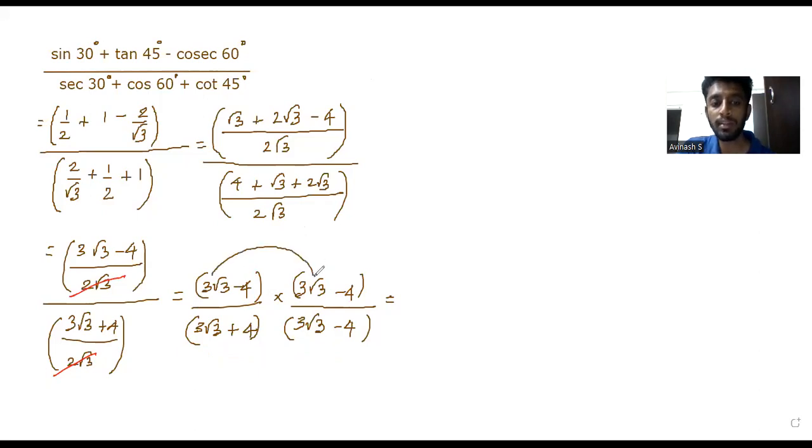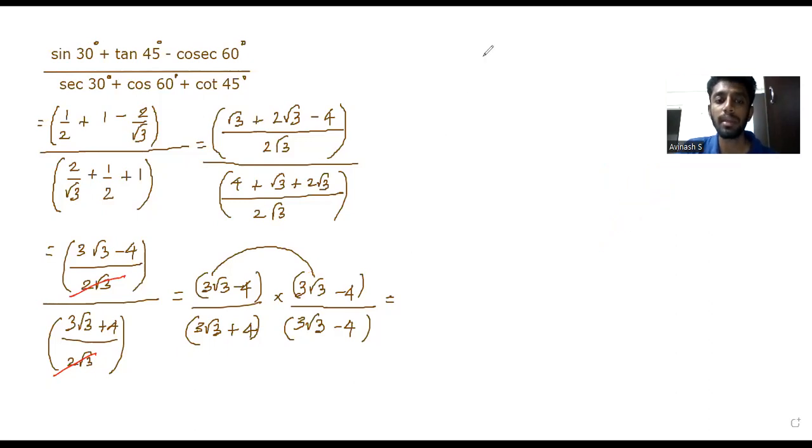So when 3 root 3 and 3 root 3 are multiplied, let me do it separately and show it to you. 3 root 3 and 3 root 3, when you multiply them, 3 and 3 become 9, and root 3 and root 3 become 3. Again, when you multiply them, they become 27. So all of this I'll be doing directly, but for you to understand how it becomes 27, I just showed this step.